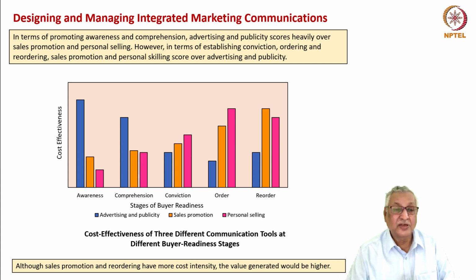In this graphic, you can see that when you want to create awareness, the impact of advertising and publicity is the highest, not only in terms of its impact, but also in terms of the cost effectiveness, because millions of users see the advertisement, therefore, per user cost is low, although in absolute terms, the television clip may cost a lot. In terms of comprehension, the cost effectiveness of advertising goes down and the cost effectiveness of other modes such as sales promotion and personal selling increases.